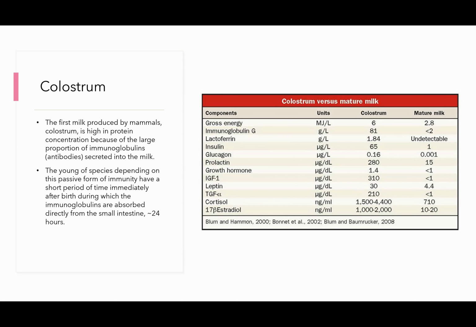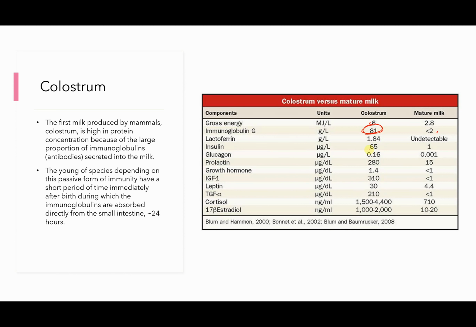This chart on the right just shows the differences between colostrum and mature milk. See, colostrum has a relatively higher gross energy, but a very, very high level of immunoglobulin G compared to mature milk.